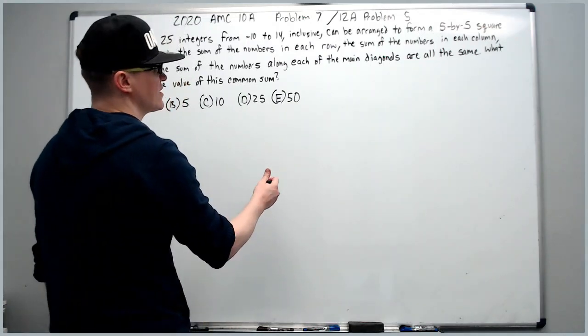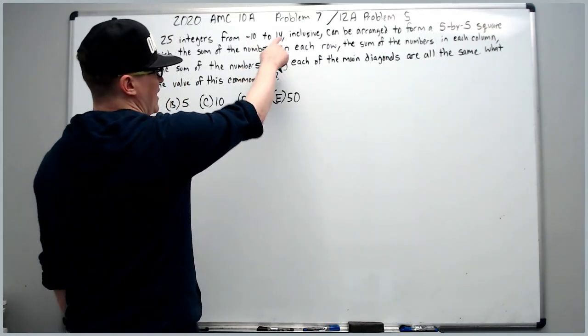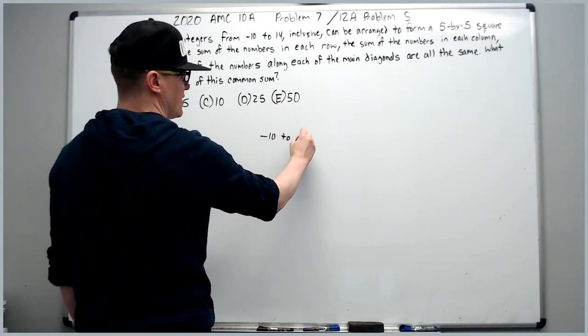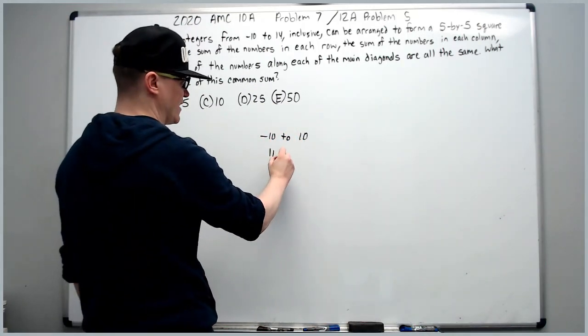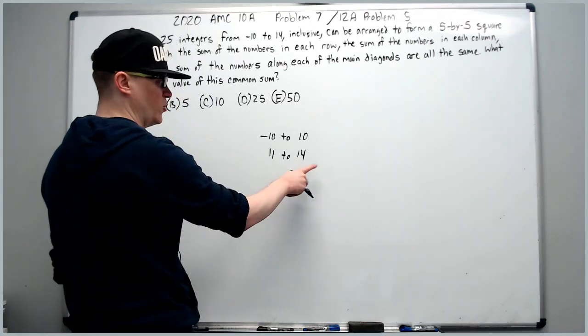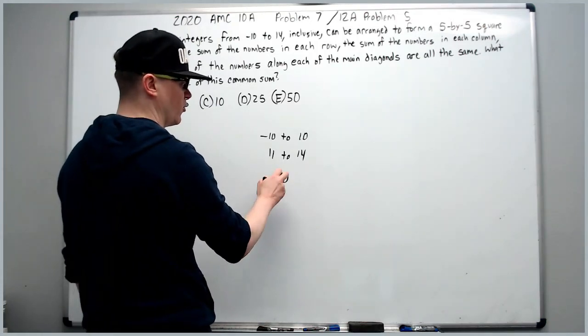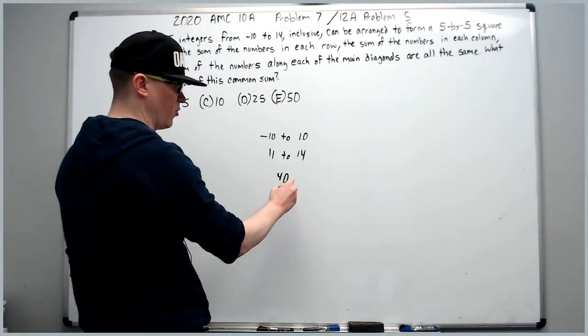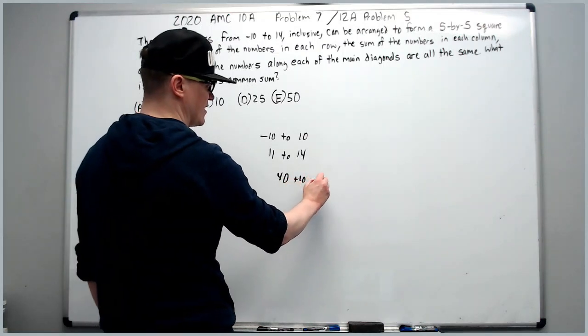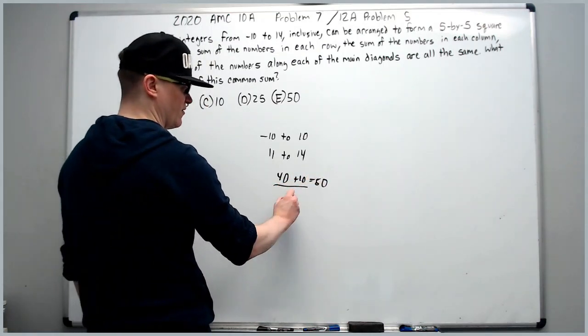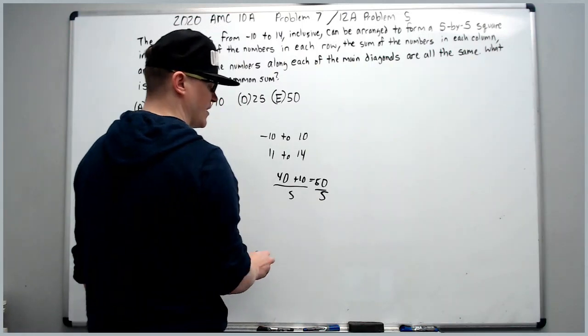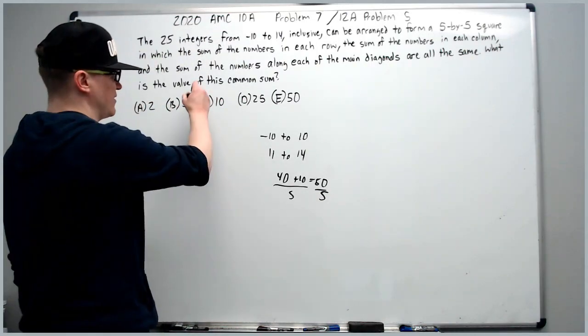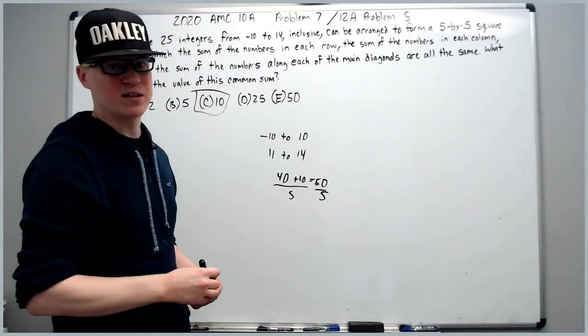So we can just say that from -10 to +10, the sum is 0. We really need to add 11 to 14, which is 4 tens, which is 40, and the sum of 1 through 4, which is also 10, to get 50. And then we can just divide that by 5. That's the net sum of the whole thing. It must be that there's 10 in each row and column.